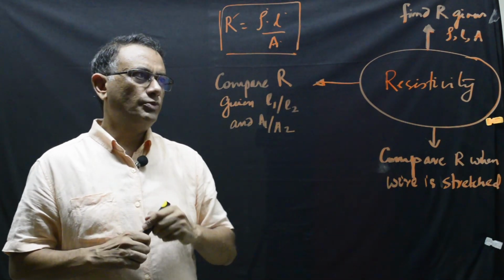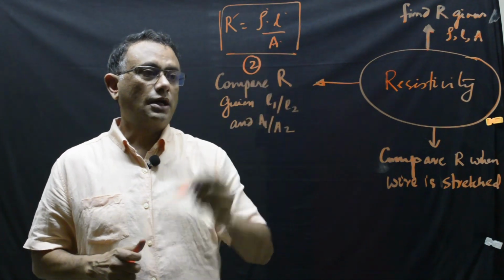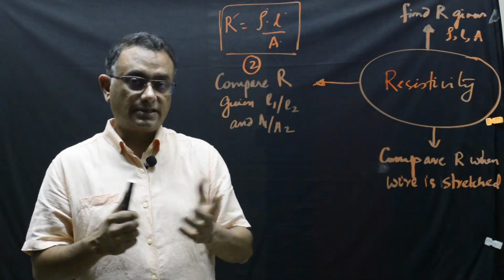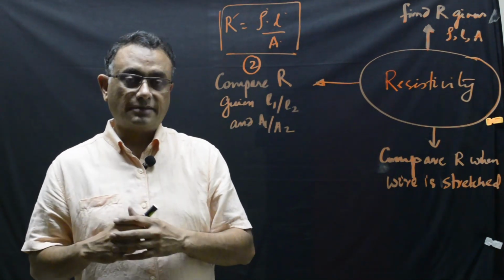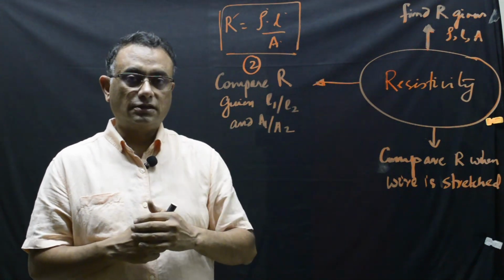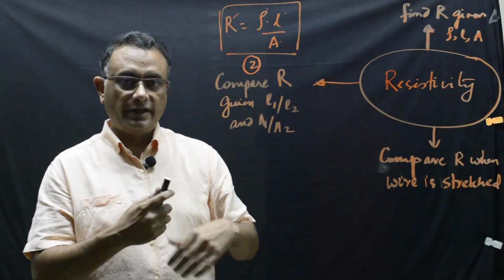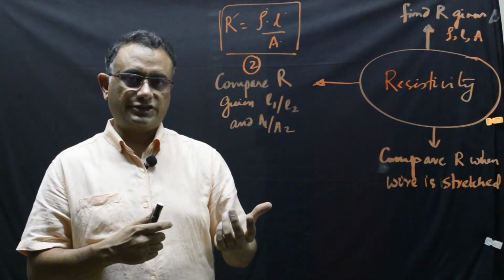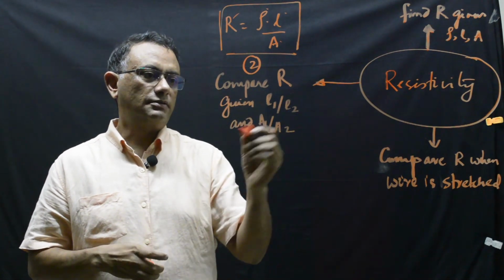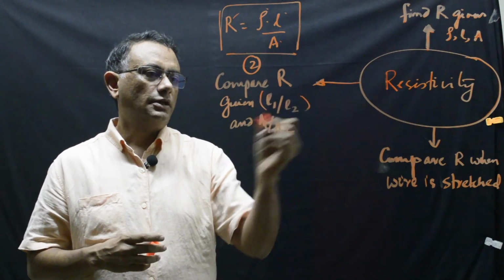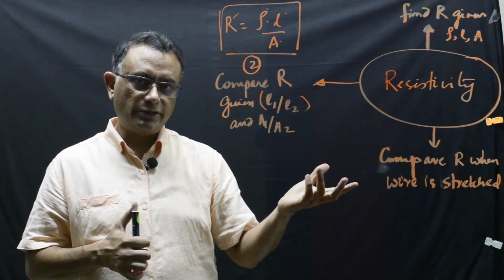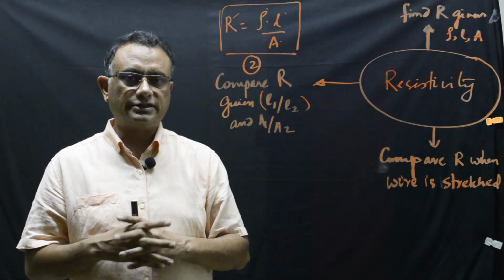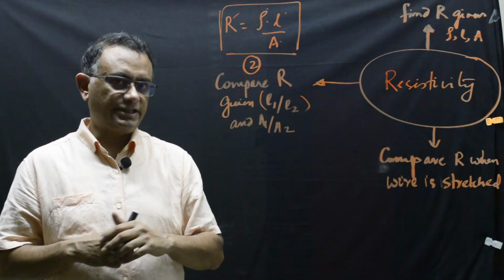The second set of numericals is to compare R. They'll say you have taken a given length of wire, it has some cross section, and its resistance is something. You make the length 3 times and you make the area of cross section 3/4 of the earlier one. Find the new resistance. That's what we are calling compare. There they are giving you either the new length divided by the old length, or the ratio, and they're going to give us some data about the area of cross section. So that's the second type.